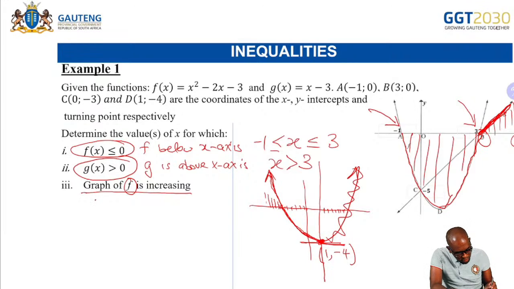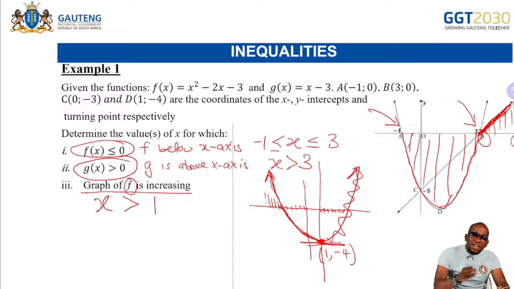How do we describe that portion? We describe it as x is greater than 1. That's how we describe that portion, because for all the x values that are greater than the axis of symmetry, you get that the graph is now increasing.